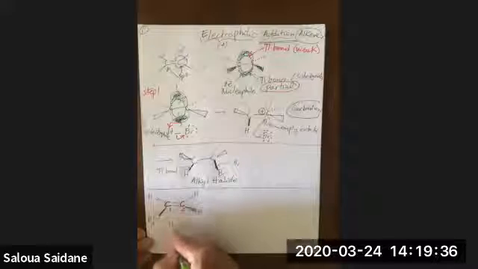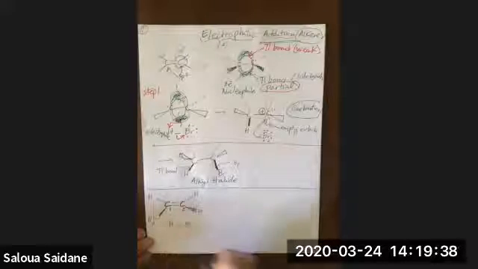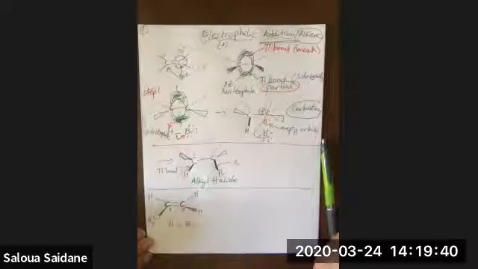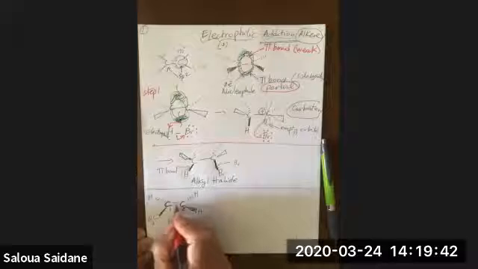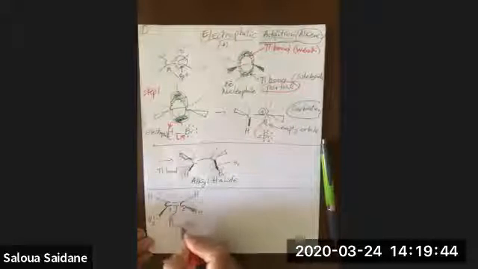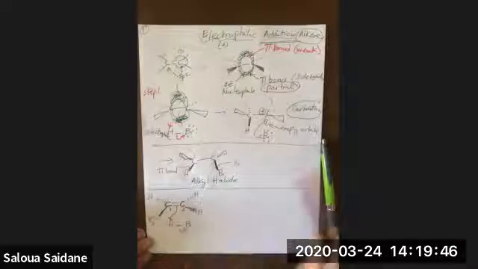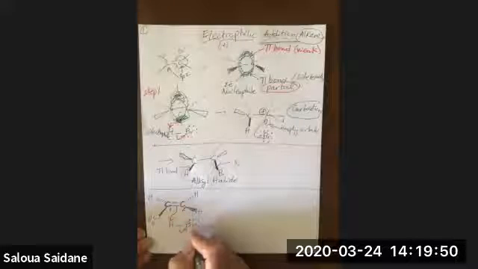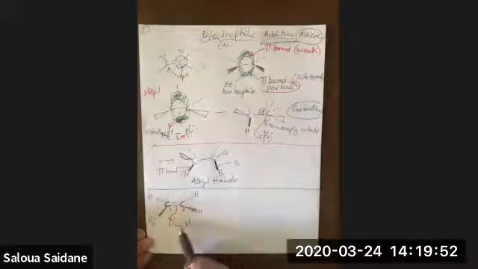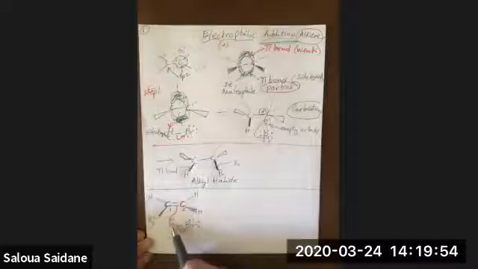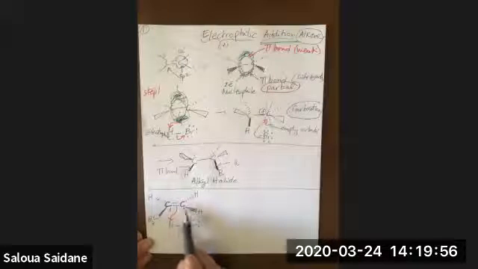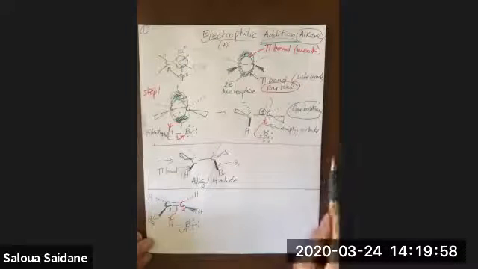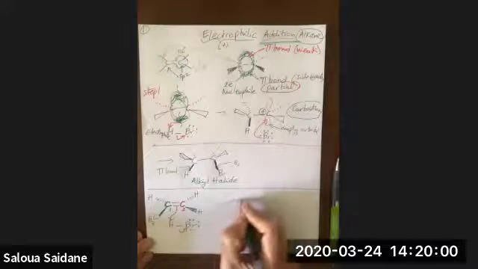So if I bring HBr, the pi bond opens and takes the H, and then the Br takes the bond between H and Br. So the question is, where would the H add? Will it add to C1 or to C2? So let's look at the 2 scenarios.